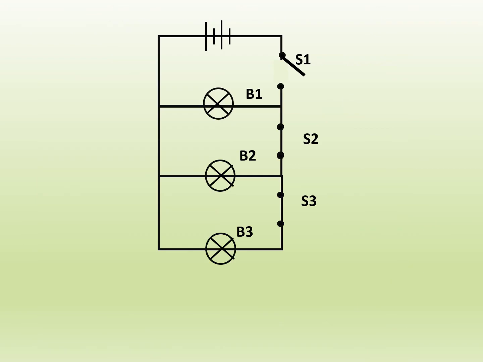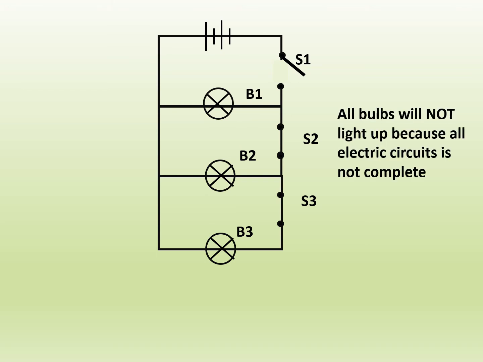So when the position of the switches has been changed, the condition of the bulbs will change too if we open any of the switches. As you can see here, look closely. What will happen if we open switch 1? The answer is all the bulbs will not light up. This is because the electric circuit is not complete.